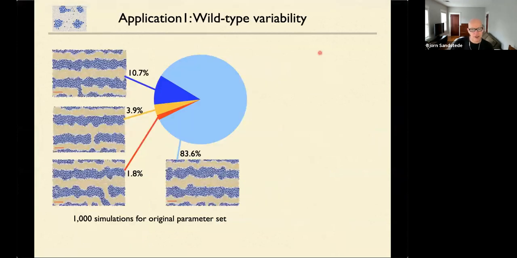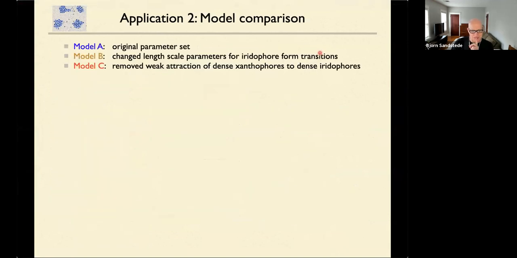Maybe I skip this and talk just about the second one. We have a number of applications that I wanted to talk about, but let me just focus on the second one, which is model comparison. What this allows us to do now is compare, in our case, different parameter sets for our model. So we use the original parameter set. In model B, we take our same model, but we change the length scale parameters that iridophores take to change their form and transition from one form to the other.